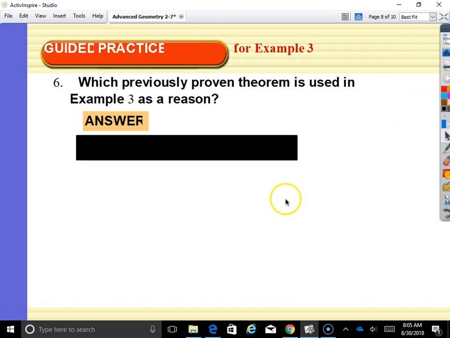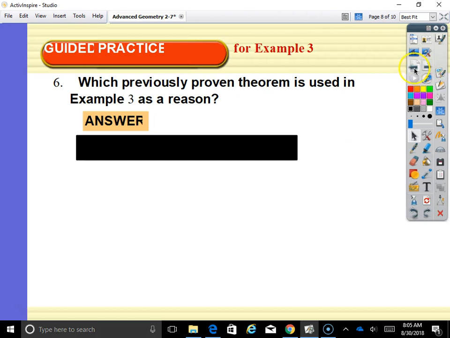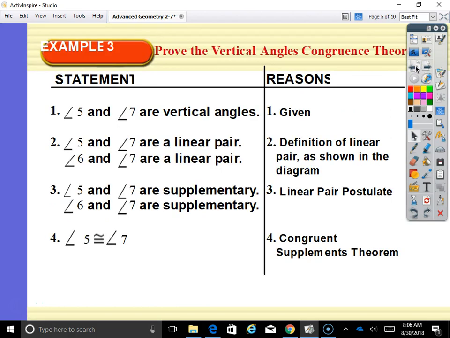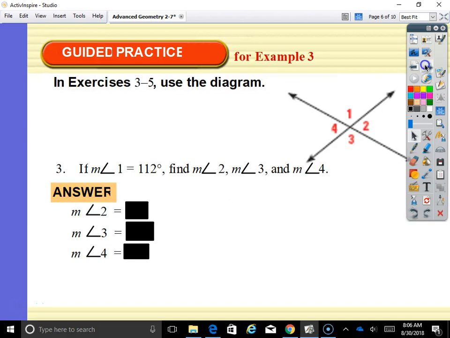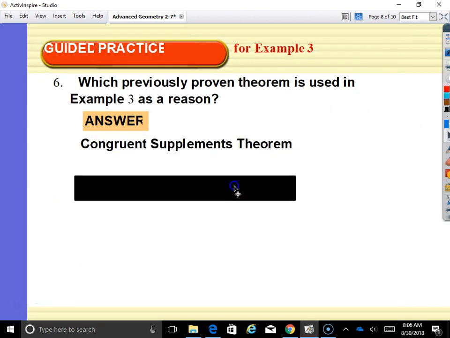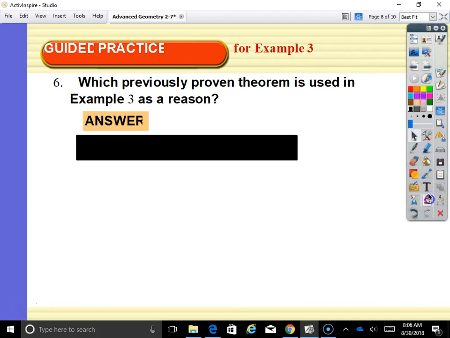Which previously proven theorem is used in example 3 as a reason? What do you guys think? Congruent supplements theorem. Good job.